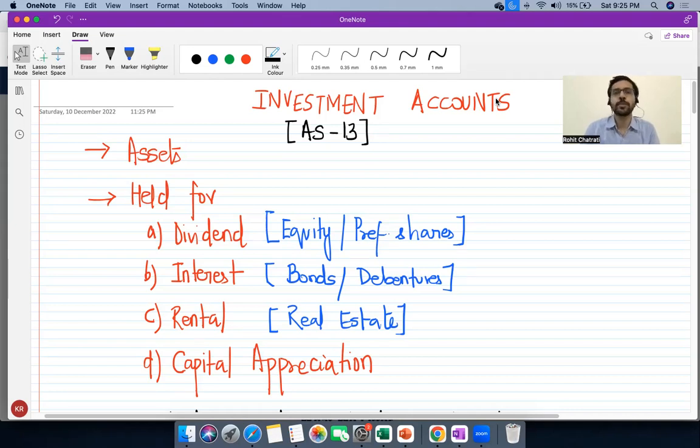Hi everyone, welcome back. In this session, we're going to start a new chapter in CA Intermediate paper number 1, which is accounting, named Investment Accounts. This is covered in chapter number 9, module 3 of the Institute material.